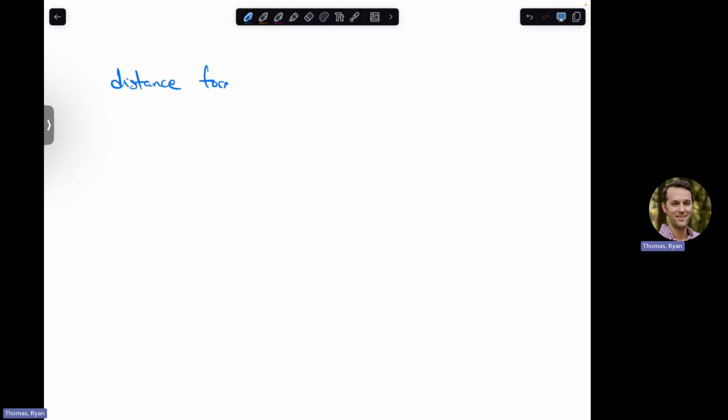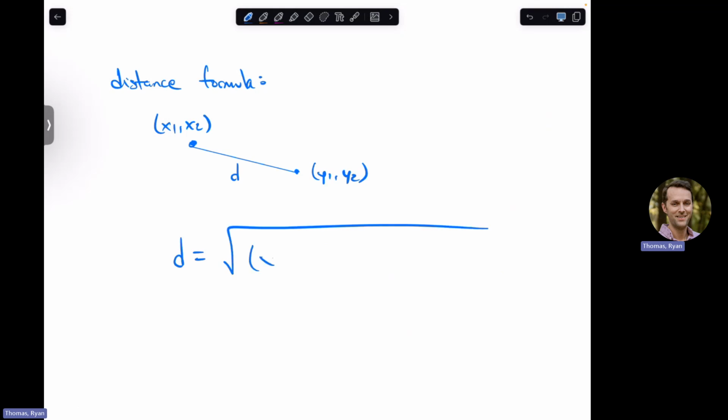If you're a formula type person, the distance formula says if you've got points x1, y1 and x2, y2, and you want to find how far apart they are, d for distance, not for diameter here, then you take the square root of x1 minus x2 squared plus y1 minus y2 squared. Well, what's that doing?